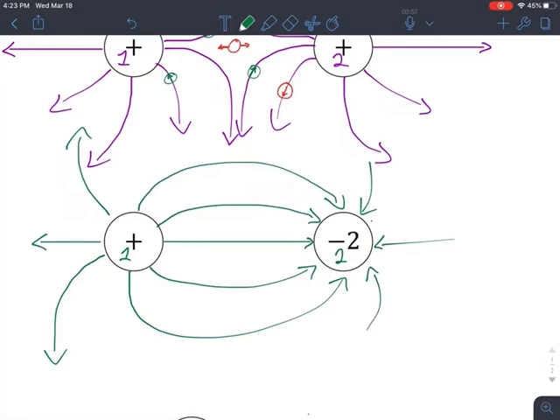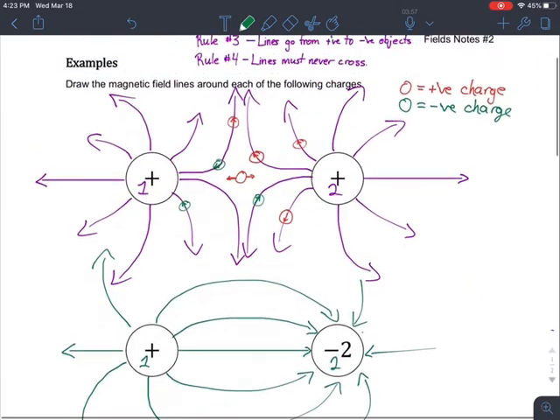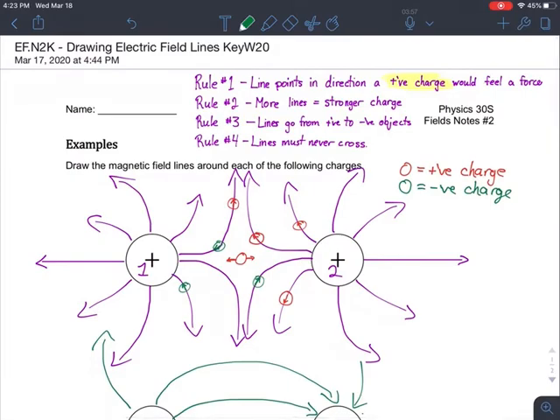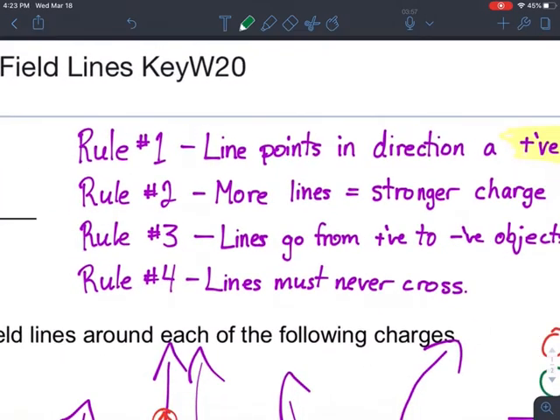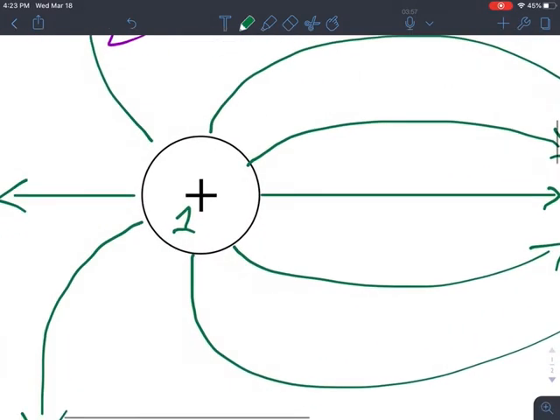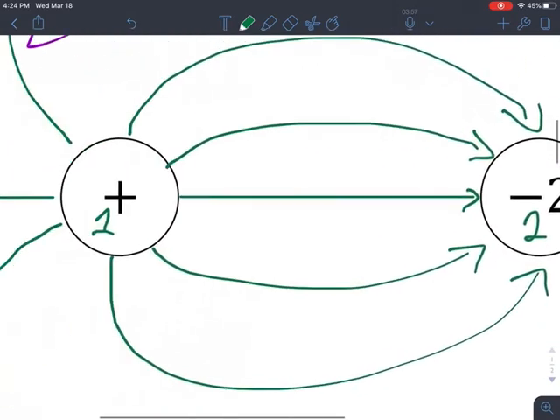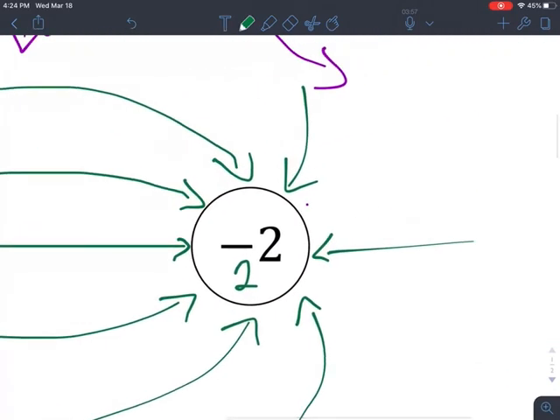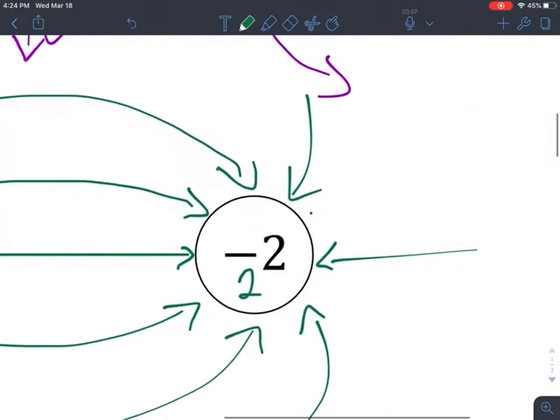Now we're not quite good to go yet, because we've got how many lines on the first charge? 1, 2, 3, 4, 5, 6, 7, 8. And on the second charge, we got 1, 2, 3, 4, 5, 6, 7, 8. So right now, these both look like they are equal in magnitude, but we know that the second charge is actually minus 2. And so if we look at our rules, rule number 2 says more lines equals stronger charge. So in this case, this needs more lines than that one because it has a charge of minus 2 rather than just 1. And so because of this 2, we have to have double the lines compared to 1. So we've got 8 here, which means we need 16 here.